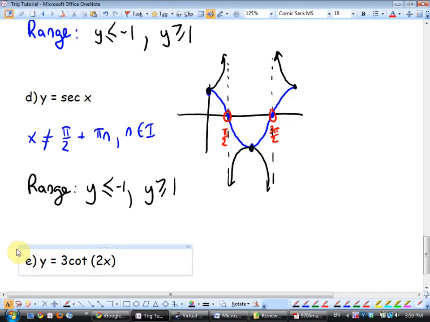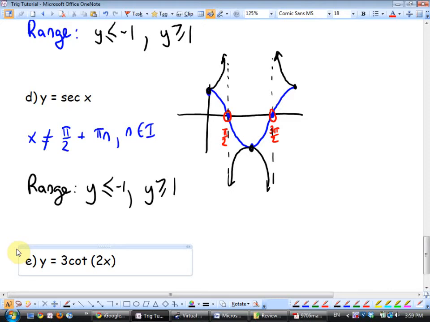It means I probably won't ask you a range question about tangent or cotangent. Boring. Just like I won't ask you a domain question about sine or cosine. Boring. Sine and cosine have all reals with no gaps. But I'm asking domain here. Is there a horizontal transformation occurring in this question?